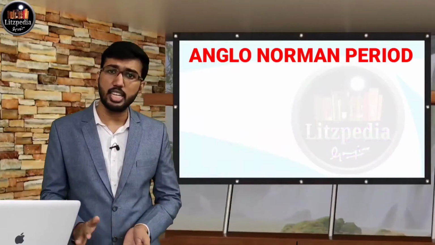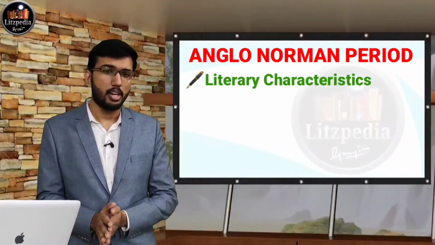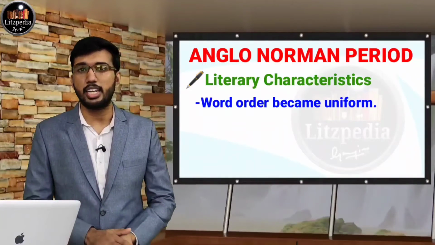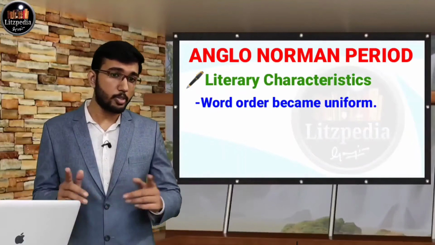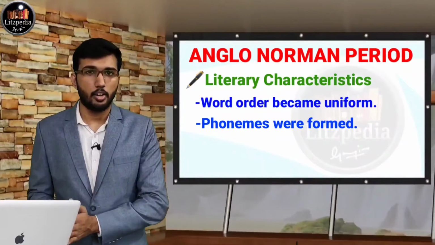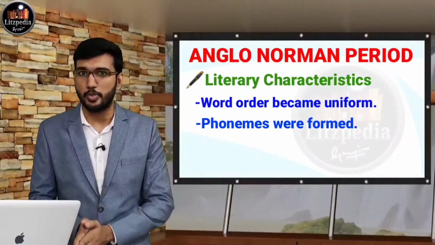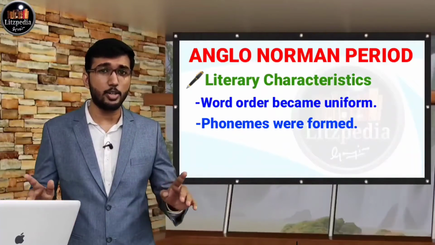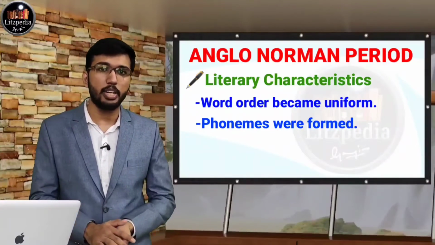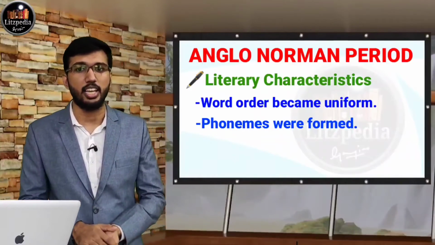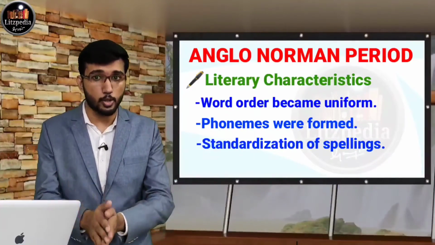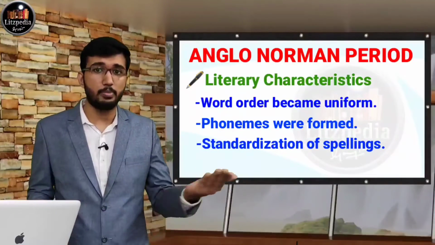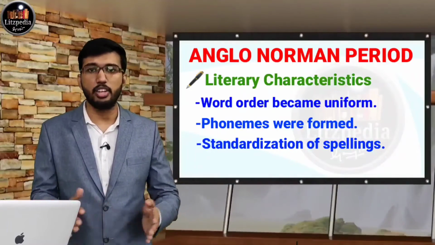Regarding literary characteristics during this time, the word order became uniform, unlike Old English, and phonemes were also formed in the language. We will discuss phonemes and other terms when we discuss linguistics in detail. For now, we need to know that phonemes are distinct units of sound, and they were formed in Middle English. Standardization of spellings also took place, and the language used in London became the standard dialect.